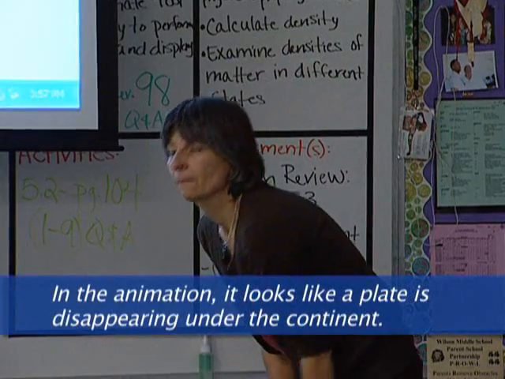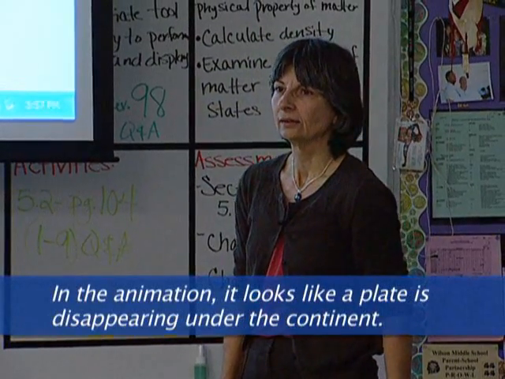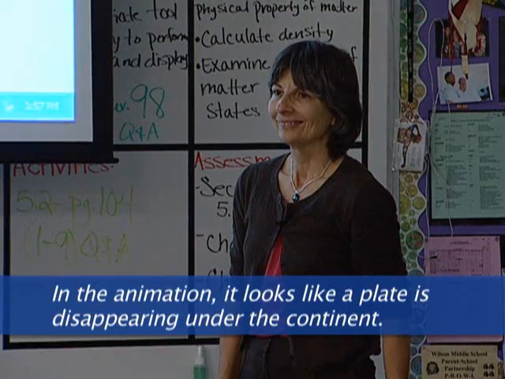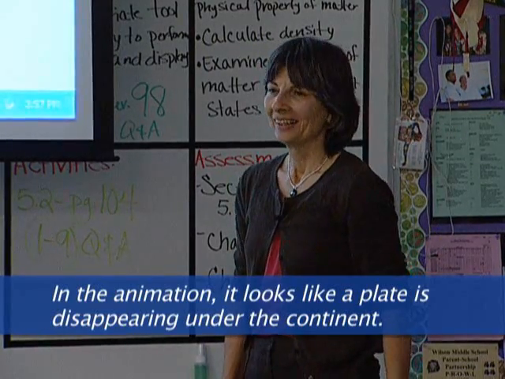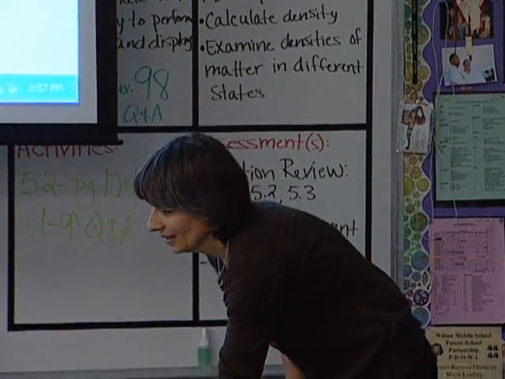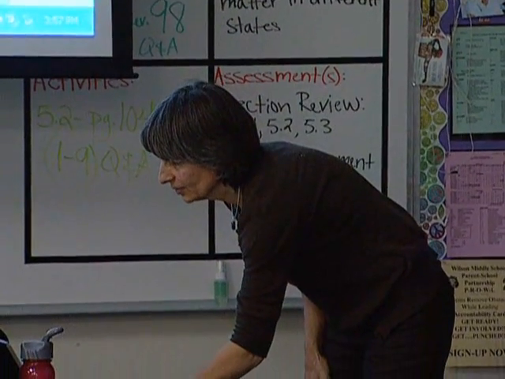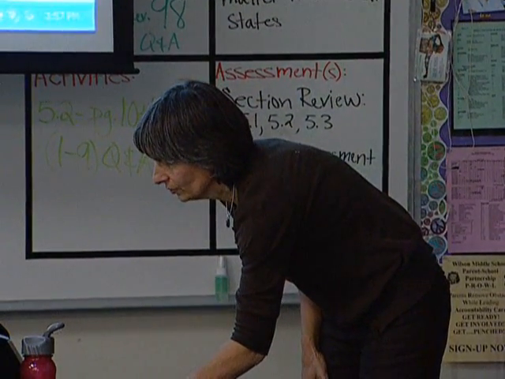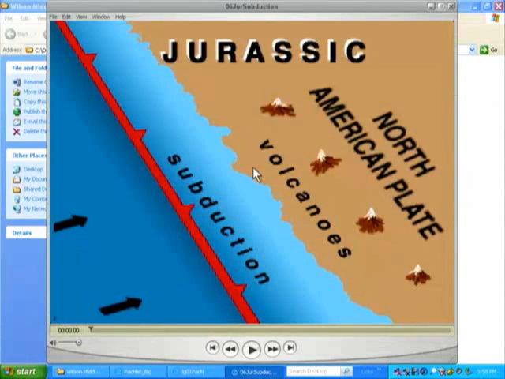In that animation, it looked like the plate was disappearing under the continent. Yes. So what's happening in the plate disappearing, I'll show you in a different movie. Well, let's look at this one, and we'll look at another one. That's called the subduction zone, and this is an example. This says Jurassic. That's from a long time ago in the past, west of North America. We had a collision zone where one plate was going down underneath the other one, and it's producing volcanoes.